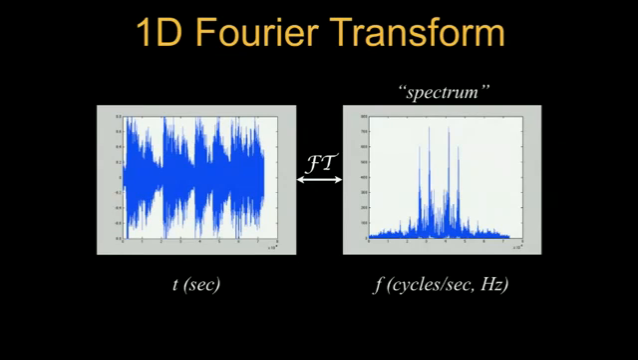For MRI, we also use the Fourier transform and deal with two domains. However, they're a bit different. Usually in MRI, we deal with space, which is represented by X. The other domain is a bit different. It's also a frequency, but it's spatial frequency. I'll show you some examples later. But typically, we denote one by X, the other by Kx.